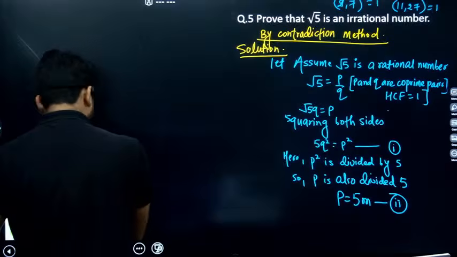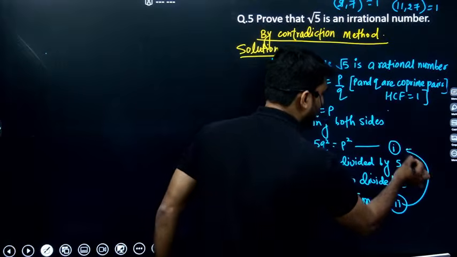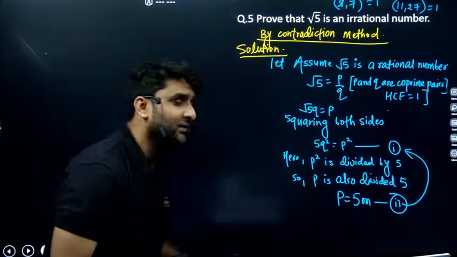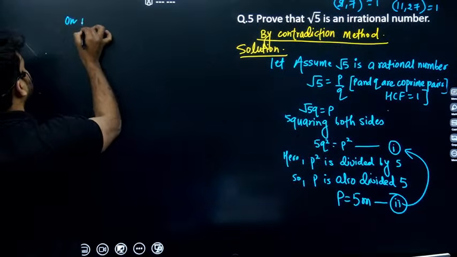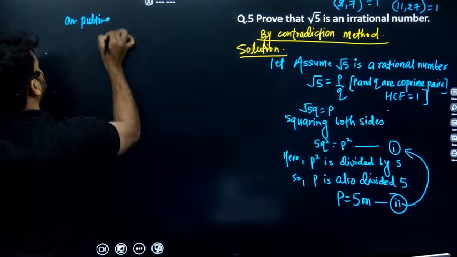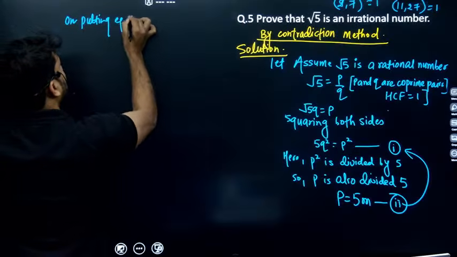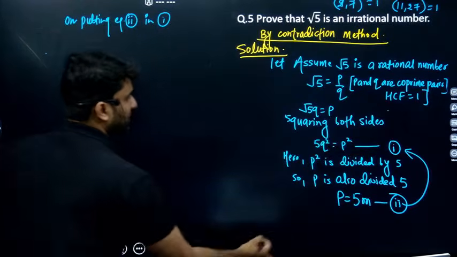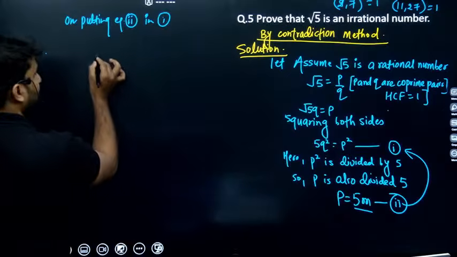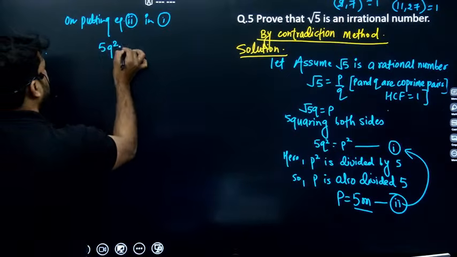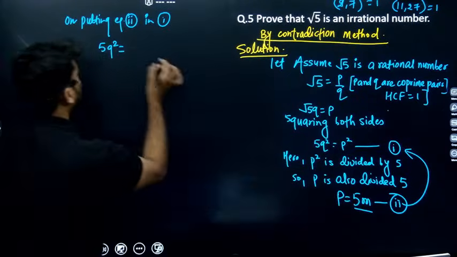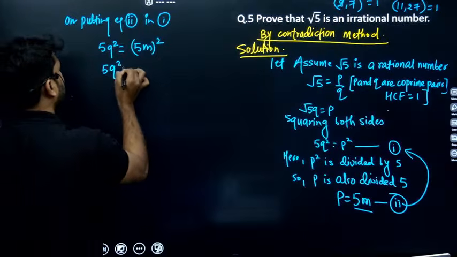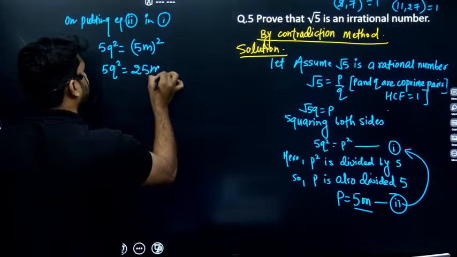Now my dear champions, you have equation 1 and you have equation 2. Now put equation 2 in equation 1. On putting equation 2 in 1, at the place of P, 5M will come. So 5Q square, and P is in square form, so 5M will also go in a square. So 5Q square is equal to 25M square.